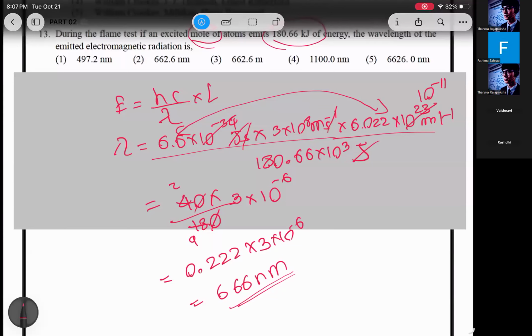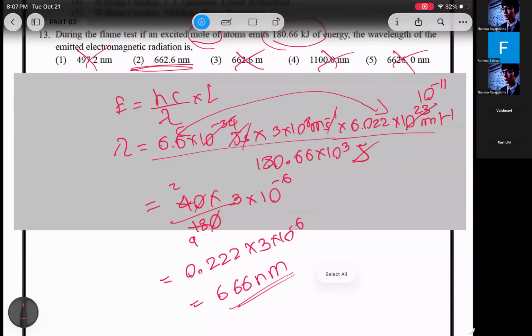This is not the exact answer. So this one can't be, it's meters. This one also can't be. This one also can't be. This one also can't be. Answer number 2.